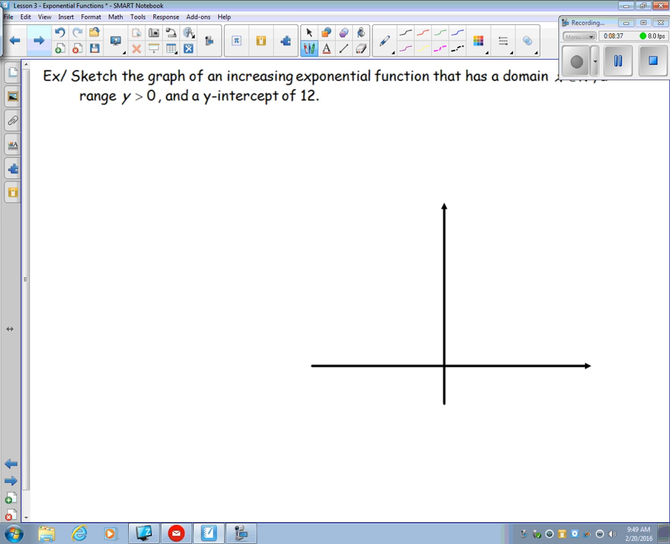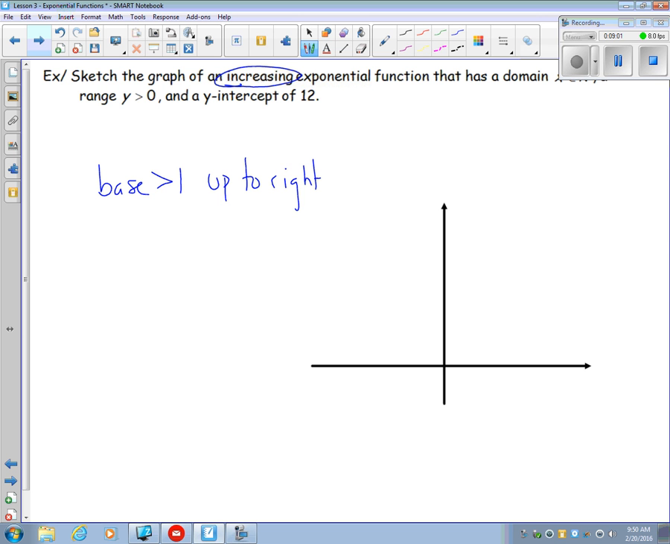Okay, what can we do next? Okay, we want to sketch the graph of an increasing exponential function that has a domain of all real numbers, a range greater than 0, and a y-intercept of 12. So let's do this in order here. Increasing function. What does that tell me? My base has to be greater than 1. It's going to be a whole number. And it's got to go up to the right.